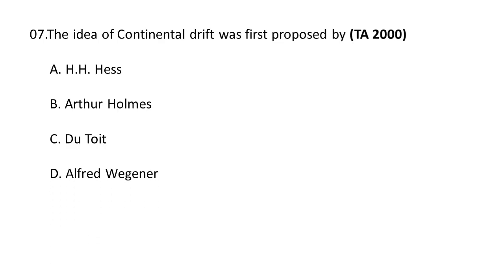Dutoit, and D. Alfred Wegener. Obviously D. Alfred Wegener is the correct option. Alfred Wegener first proposed the idea of continental drift in 1912, and Wegener is a German climatologist, geologist, and polar researcher. He proposed that the continents were once part of a single landmass known as Pangea, which broke apart and drifted to their current locations.